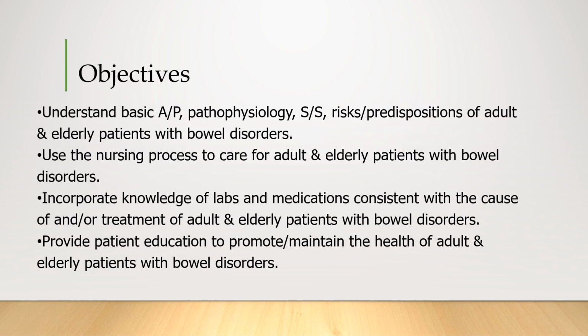Here are the objectives for our GI system. We're going to understand the basic anatomy and physiology, pathophysiology, signs and symptoms, risks, and predispositions of the adult and elderly patients with bowel disorders. We're going to use the nursing process to care for adult and elderly patients with bowel disorders. We're going to incorporate knowledge of labs and medications consistent with the cause and/or treatment of adult and elderly patients with bowel disorders. And we're going to provide patient education to promote and maintain the health of the adult and elderly patient with bowel disorders.